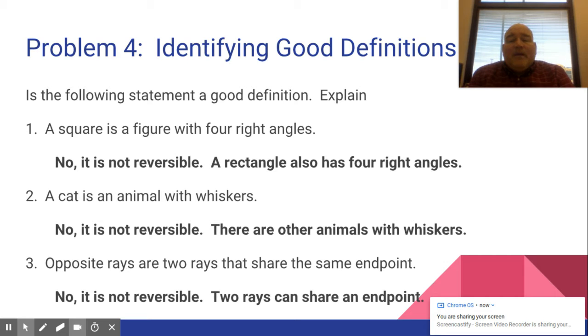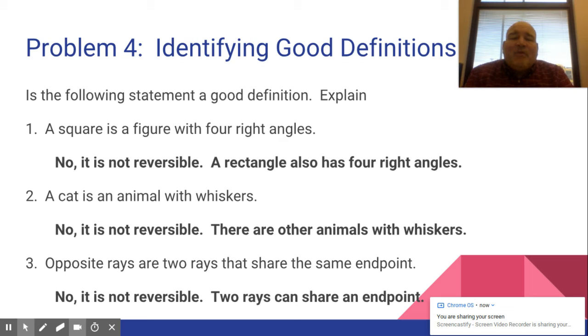The first, a square is a figure with 4 right angles. It's not a good definition. It's not reversible. A rectangle also has 4 right angles. Second example, a cat is an animal with whiskers. Not a good definition. There are other animals with whiskers. Me, for example, has whiskers.